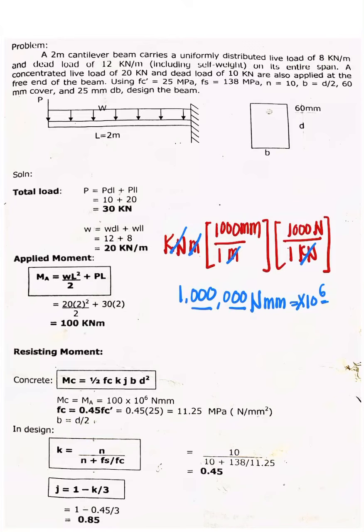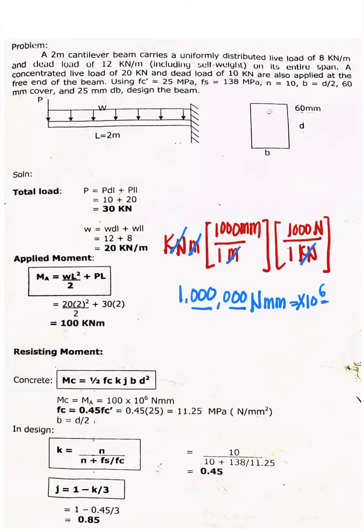So for the resisting moment, I already gave you the formula for the resisting moment for concrete and also for steel. So for concrete, you have the formula 1/2 fc k j b d squared. Okay, we have our MC equal to MA, so that we'll have the safe load. So MC is equal to MA, which is equal to 100 times 10 to the power of 6. We already converted that to newton millimeter. And then fc, given in the formula, that is 0.45 of f'c. We have our f'c equal to 25, so 0.45 times 25 is equal to 11.25.